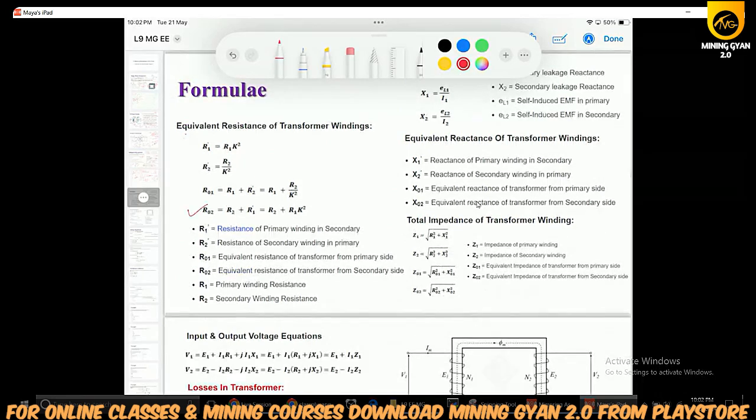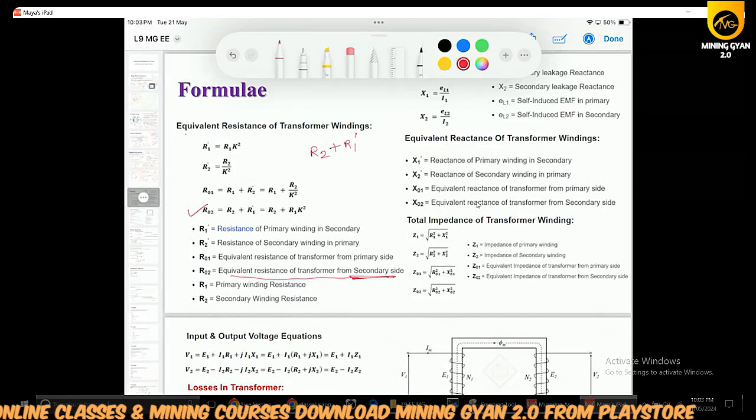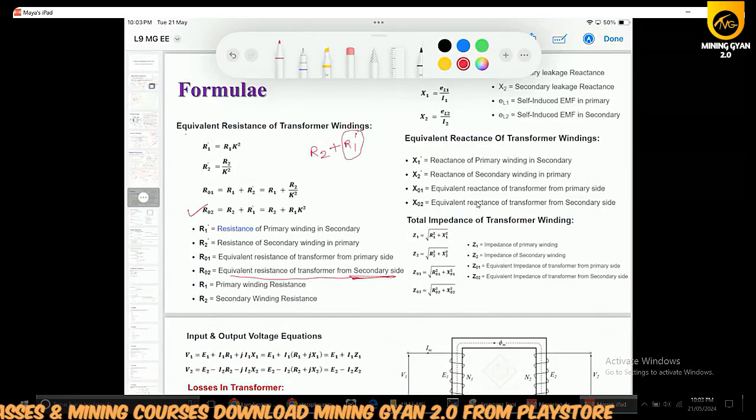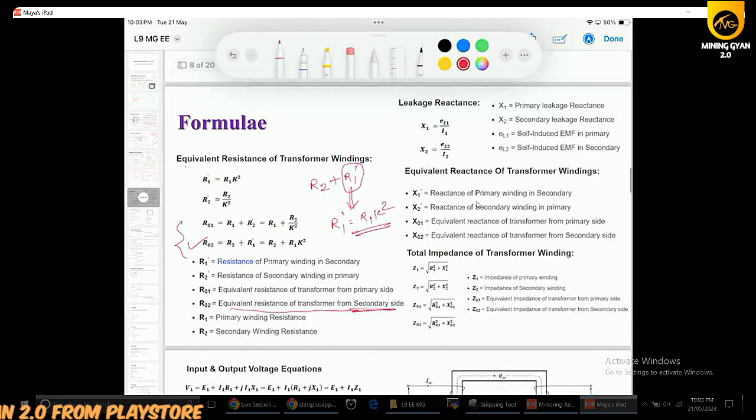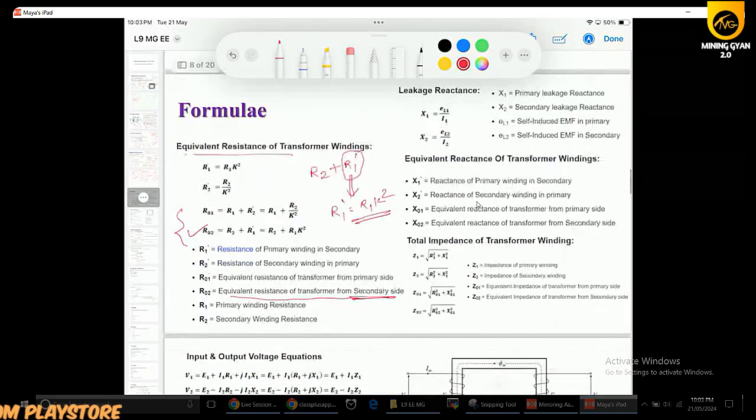Likewise, if you want to calculate R02, the equivalent resistance of the transformer referred to the secondary side, then in the secondary side it will be R2 plus R1 dash, which means we have to get the reflected resistance from the primary side. And R1 dash will be what? R1 K square. These are the formulas. If they ask to calculate the equivalent resistance of the transformer windings, then you can refer to these formulas.